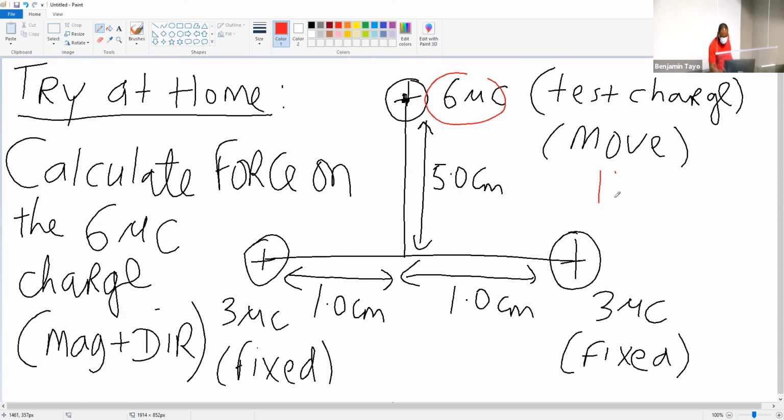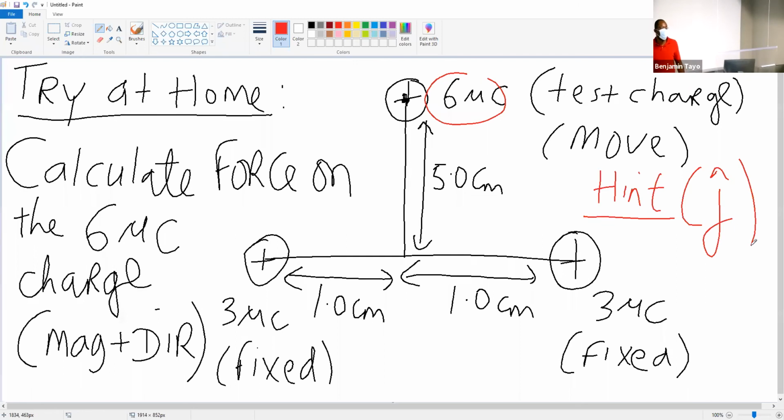Now, let me give you a hint here. When you solve this problem and you check your answer, the force should be pointing in the j-hat direction. So it means that the force is going to be pointing up. The x components are going to cancel. You're going to end up just with something that is pointing in the j direction. All right, so that's one example right there.